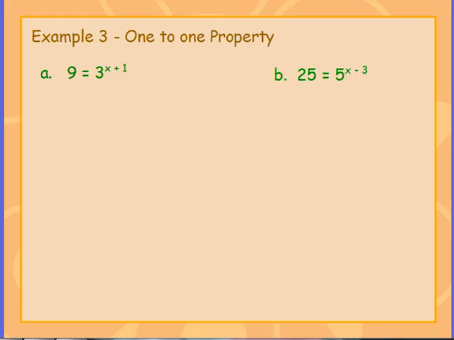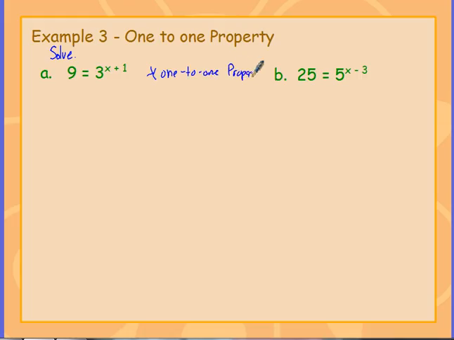And if I asked you to solve, what do I want to know? I want to know what x is. I want to know what x is, okay? So how am I going to do that? I'm going to use something called my one-to-one property.